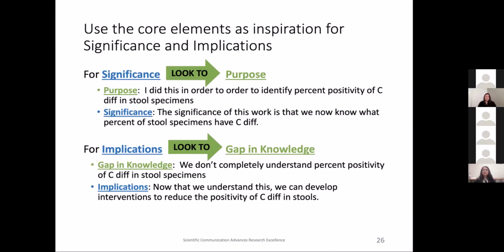So that's the significance part. Implications, you look to the gap. So why did you do the work at all? Because we didn't completely understand how C. diff behaves in hospitalized patients, for instance. And so now that we know this, implications has more to do with how do you want the people to use your results? What's the next step? So the next step is now we can develop interventions if we want to prevent C. diff in hospitalized patients. So for significance, look to the purpose statement to help you write the significance.